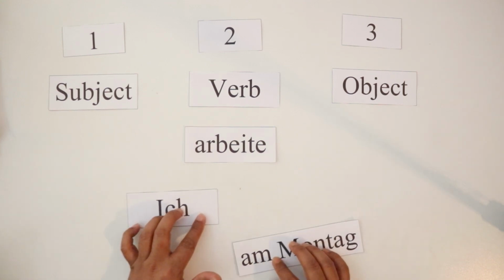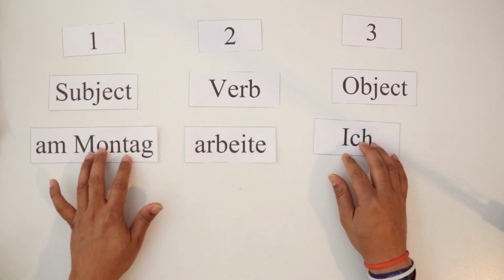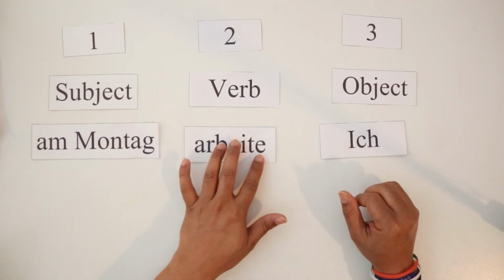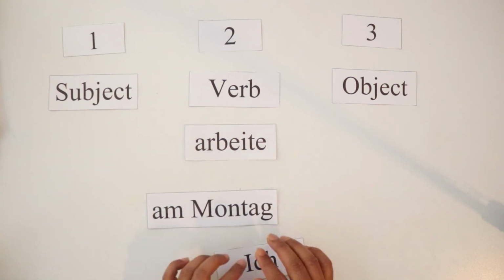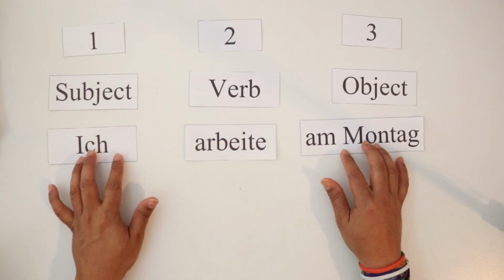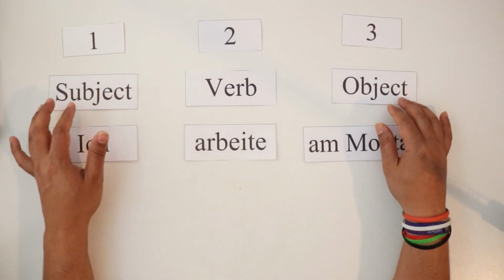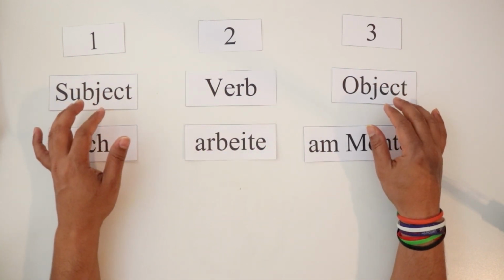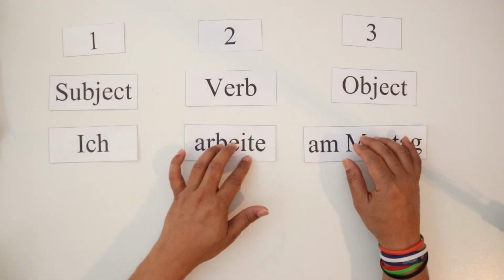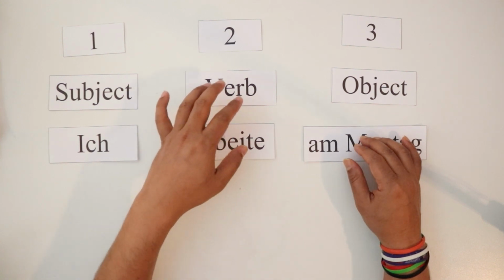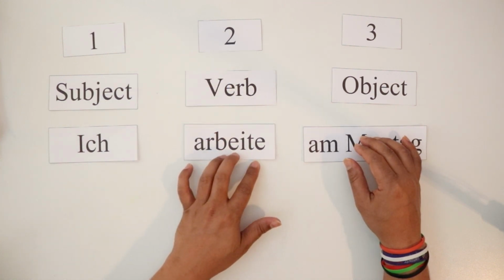We can say it in another way, like am Montag arbeite ich, or in general we normally say ich arbeite am Montag. So this is rule number 1. In this way we complete a German sentence, and we have to remember that the verb will always be in position number 2.